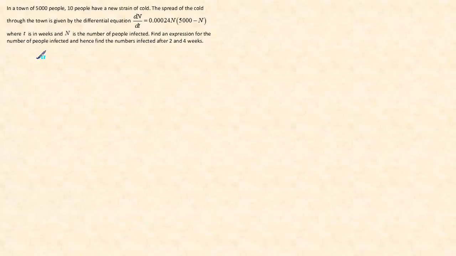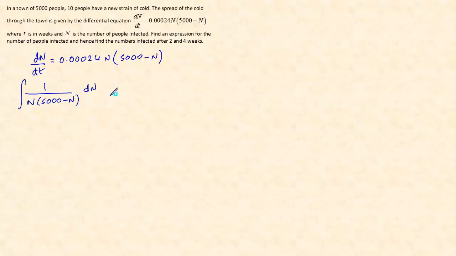So we have dn/dt = 0.00024 n (5,000 − n). So we can separate: 1 over n(5,000 − n) dn would be 0.00024 dt. So we're going to need to use partial fractions here.